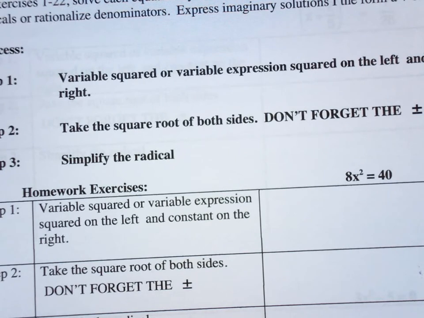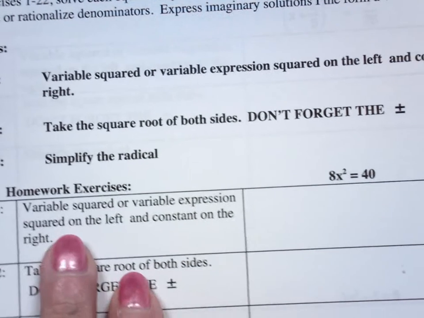It's like making the radical by itself. How did you undo a radical? You had to square him, but you had to make sure he was alone first. How do you undo a square? You're going to square root him, but you have to make sure he's alone first. Otherwise, it causes you problems. Take the square root of both sides. Don't forget the plus or minus. And then simplify the radical if there is one involved.